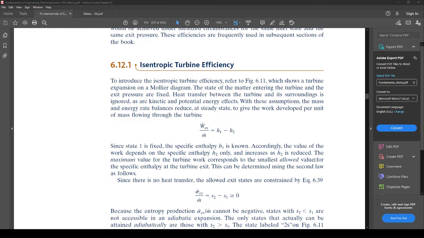Heat transfer between the turbine and surroundings is ignored, as are kinetic and potential energy effects. With these assumptions, the mass and energy rate balance reduces to this. So we've seen this before. Essentially, with everything else neglected, heat transfer, kinetic and potential energy gone, this is what you get when you look for the work of a turbine, right? It's very simply mass times H1 minus H2.